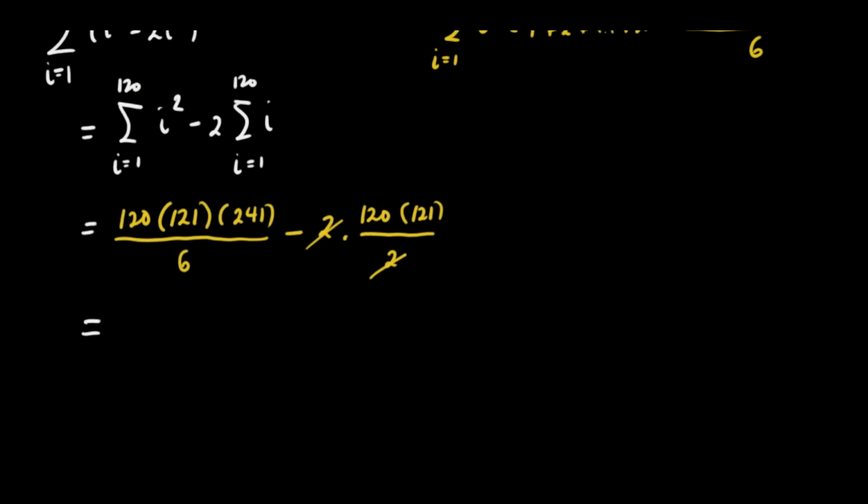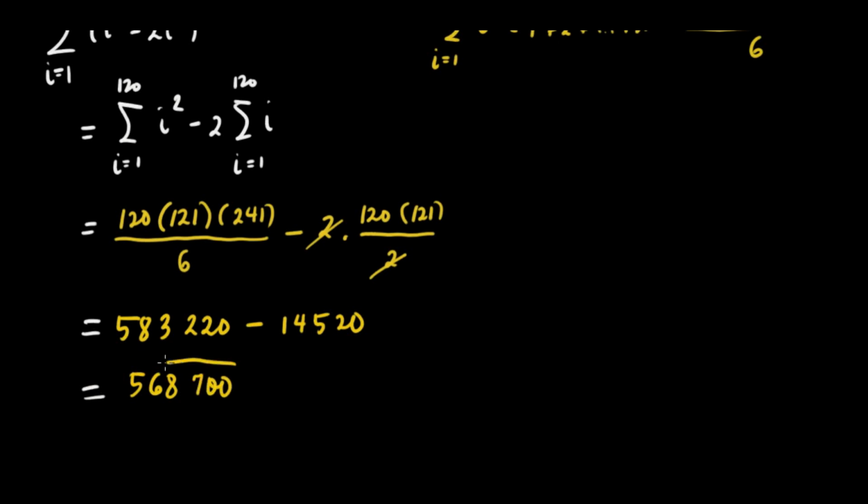This is a very big number. So we have 583,220, minus, that's 120 times 121, which is 14,520. And then let's subtract. So our final answer is 568,700. And there you go.